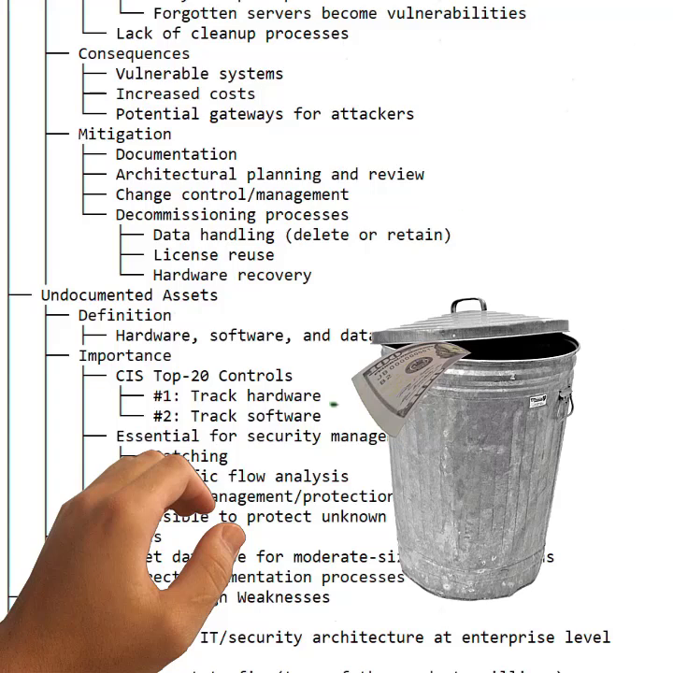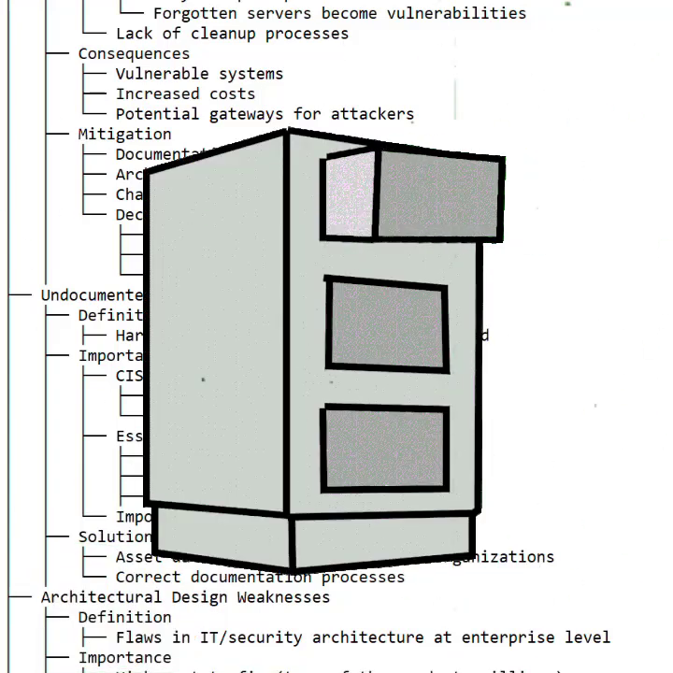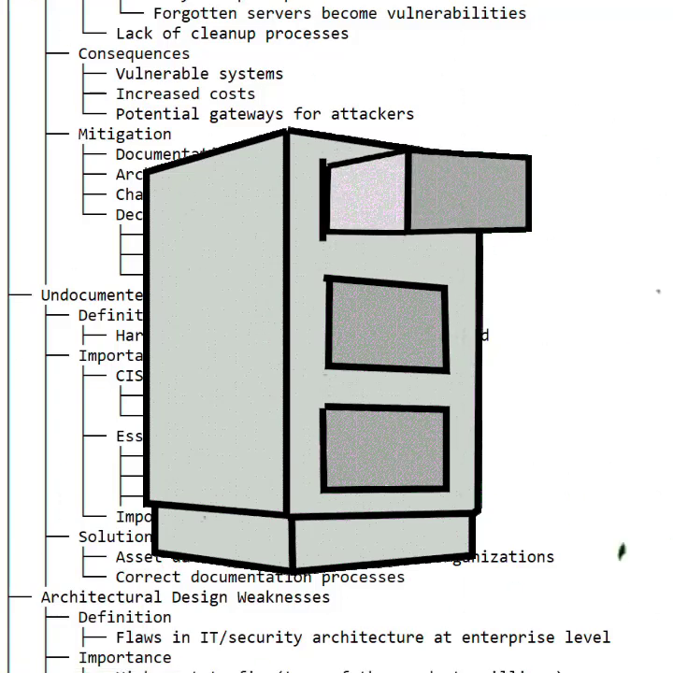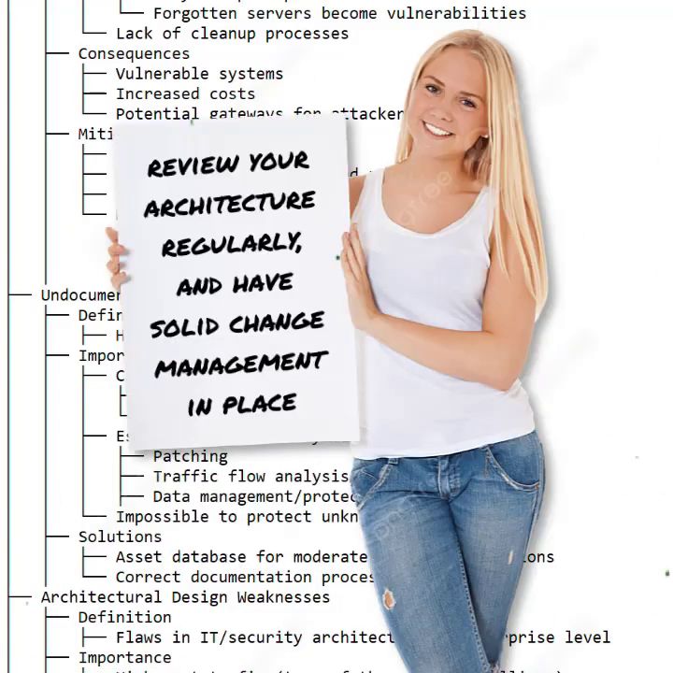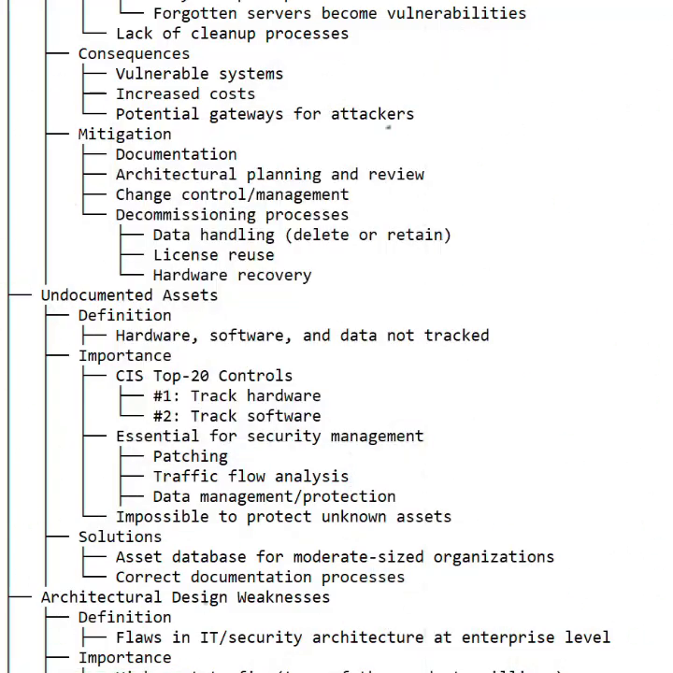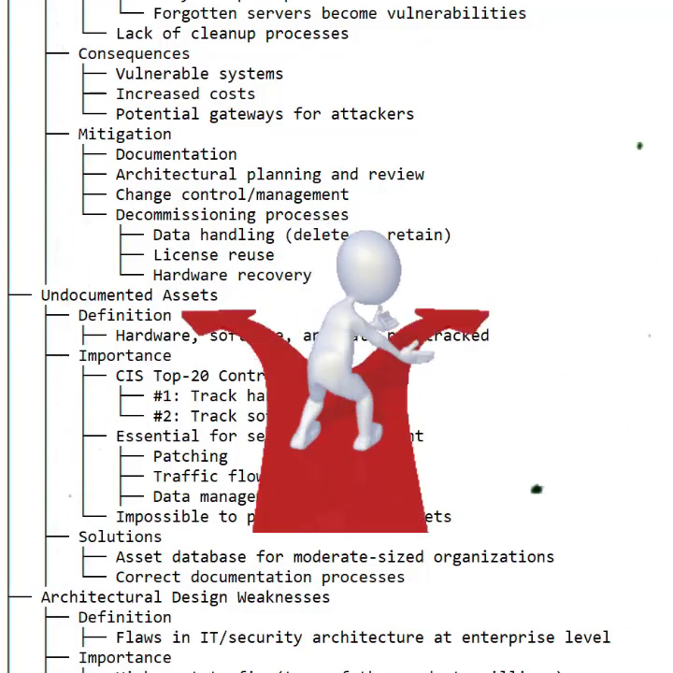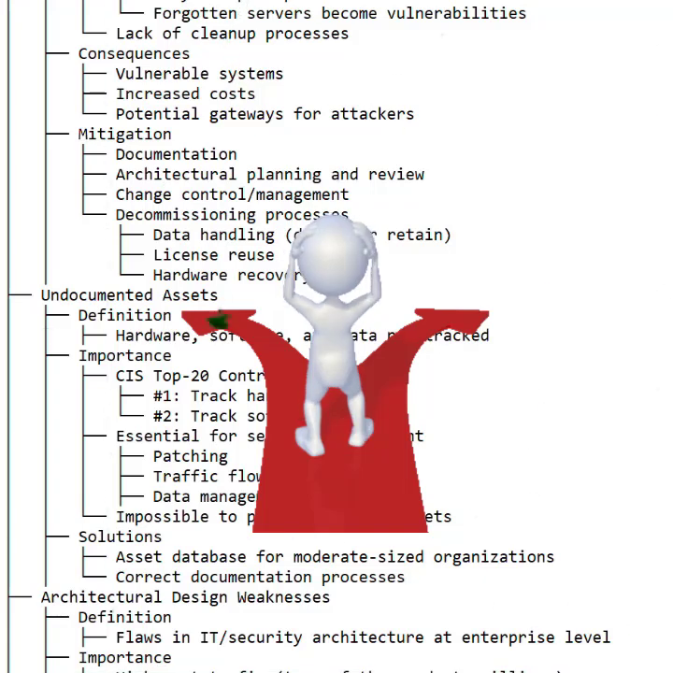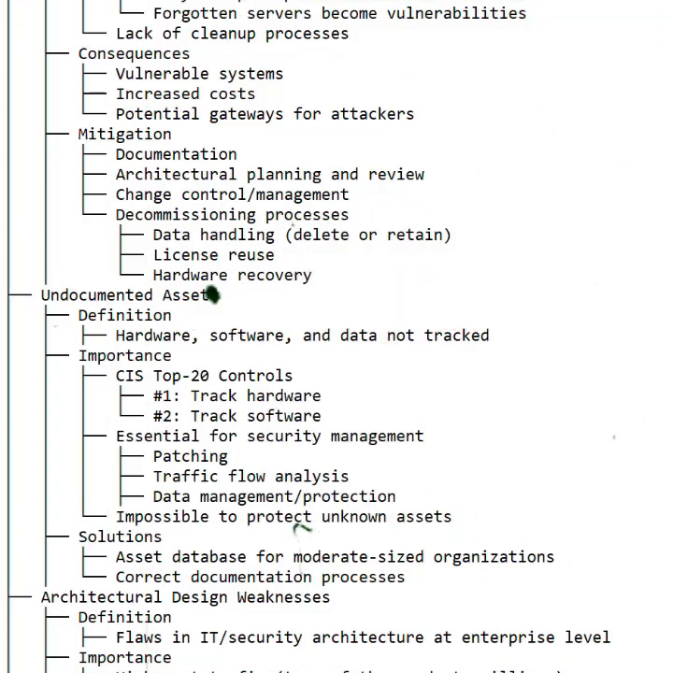The fix? It's all about documentation, planning, and processes. You need to keep track of what you got, review your architecture regularly, and have solid change management in place. Decommissioning old systems is its own beast. Decide what to do with the data. See if you can reuse licenses or hardware, and make sure you're not just leaving stuff to rot. It's not the fun part of IT, but it's critical.